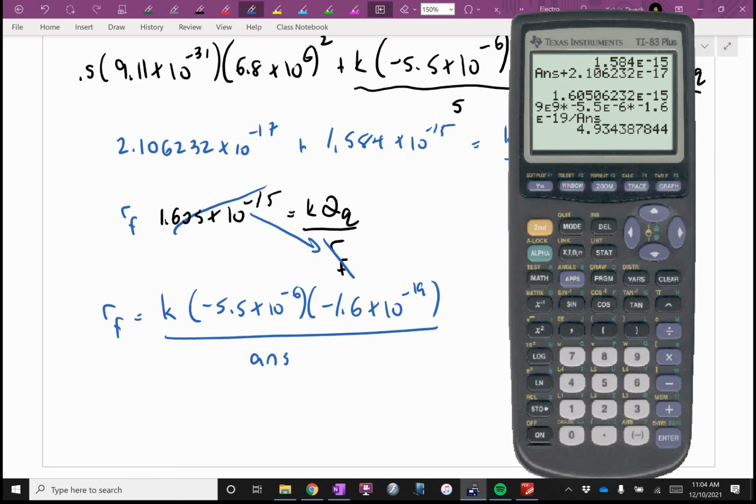4.93? Yeah, because the kinetic energy was 10 to the negative 17. That's 100 times less than the potential. It's not going very fast. It's not going fast enough to move very far.